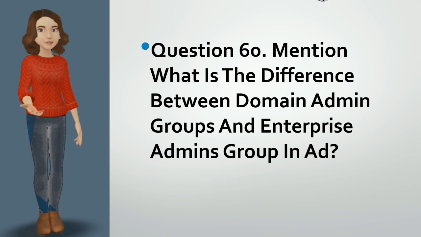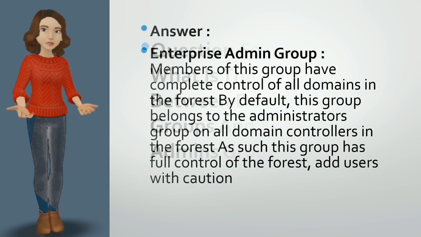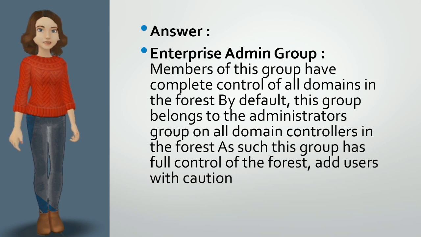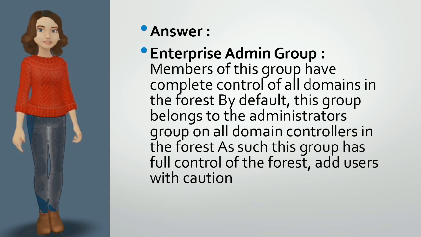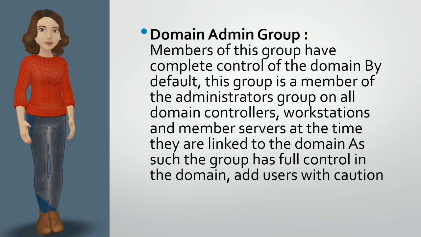Question 60. Mention what is the difference between the Domain Admins group and the Enterprise Admins group in AD. Answer. Enterprise Admins group. Members of this group have complete control of all domains in the forest by default. This group belongs to the Administrators group on all domain controllers in the forest. As such, this group has full control of the forest. Add users with caution.